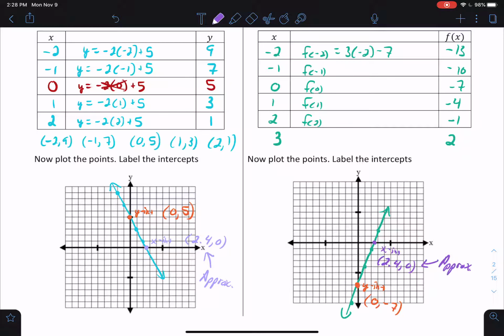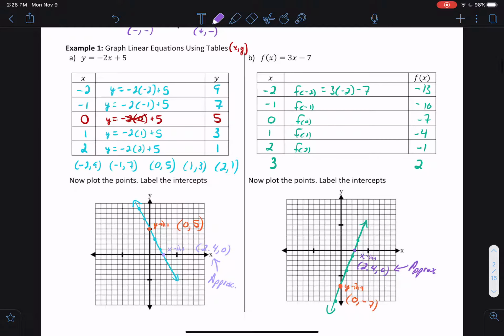That is how we graph linear functions using a table. We plug in numbers into a function and we see what we get out. In the next video, we'll dive more into this idea of intercepts and how those help us in word problems and how to graph.